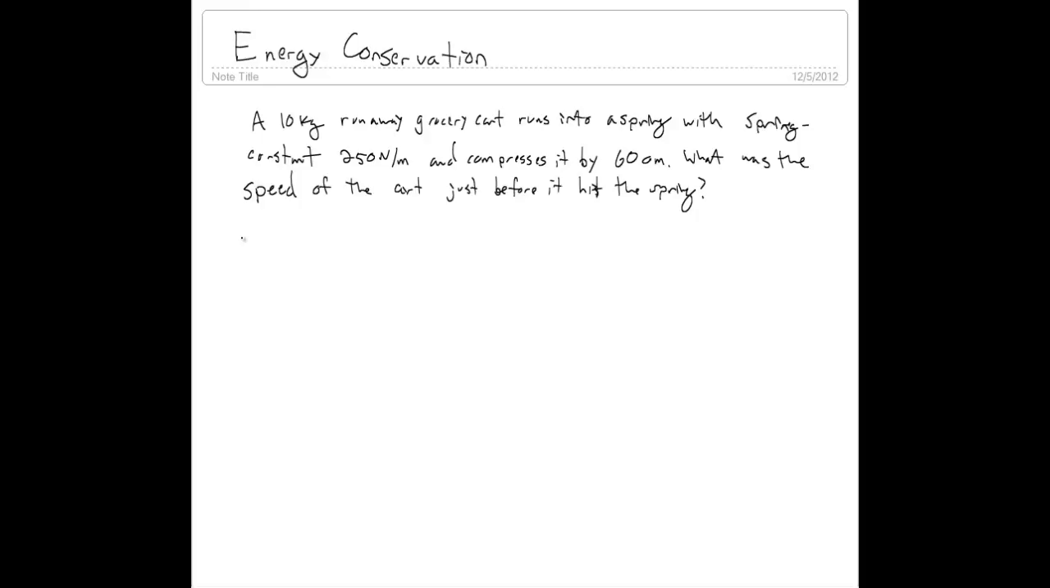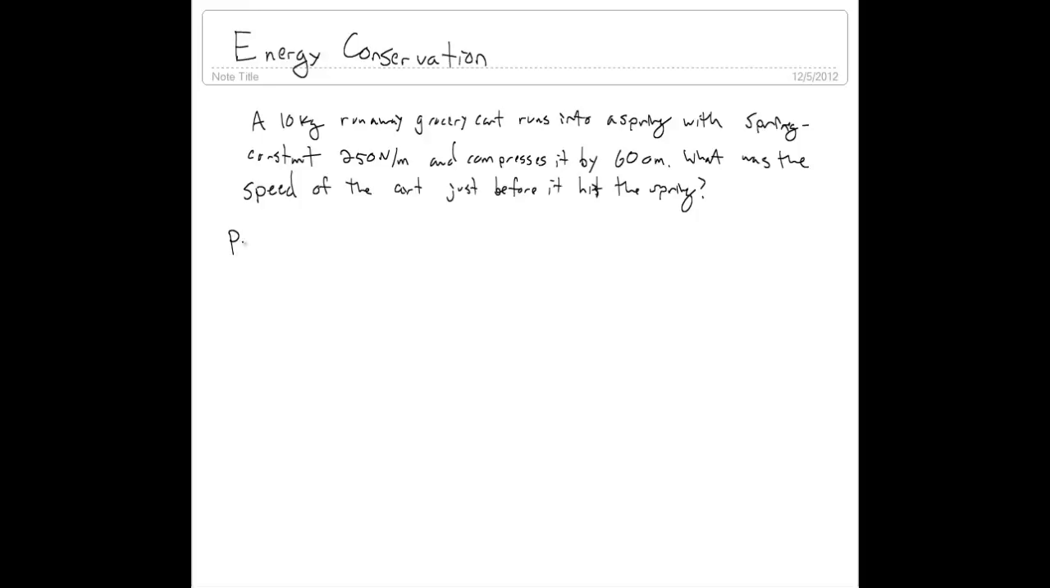A 10 kilogram runaway grocery cart runs into a spring, which is really commonly found in parking lots, with a spring constant of 250 newtons per meter and compresses it by 60 centimeters. We want to know what the speed of the cart was just before it hit the spring.